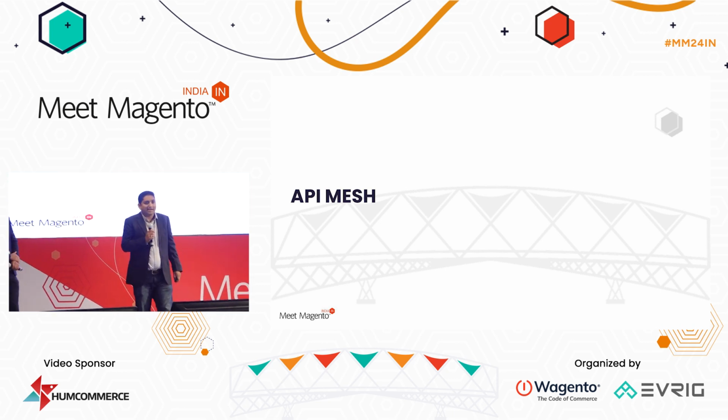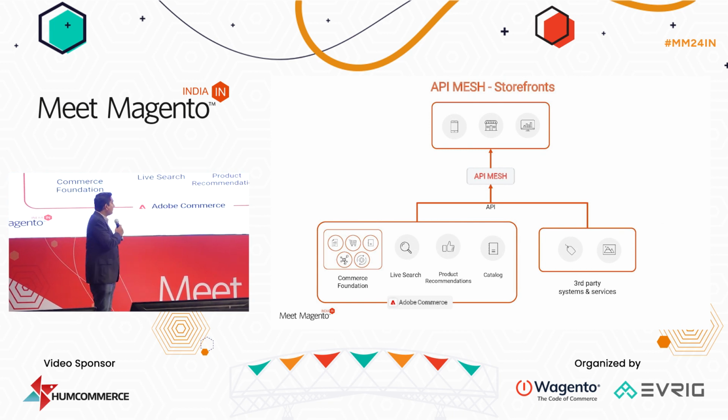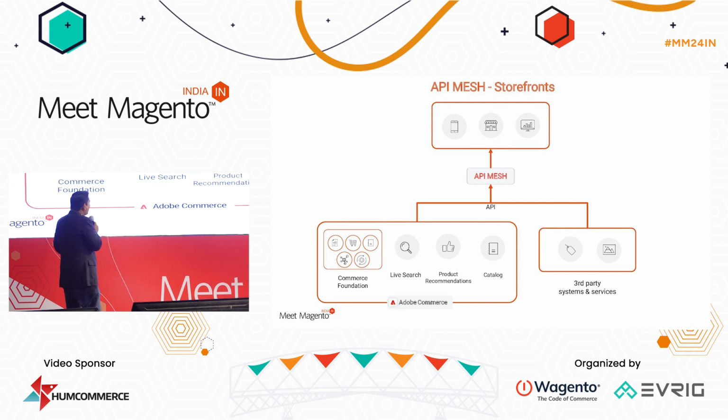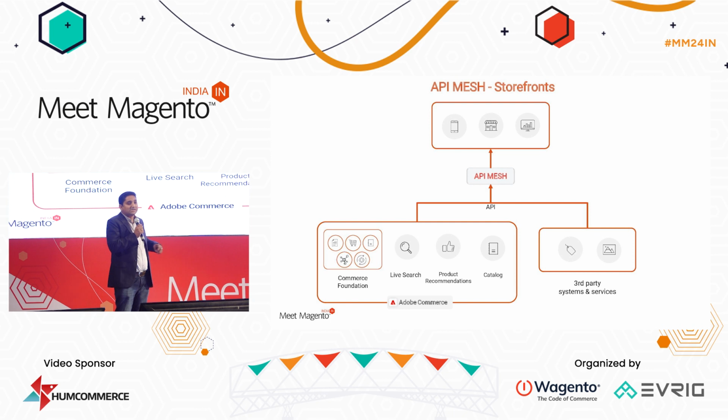So when I say API Mesh, what is the first thing that comes to our mind? It's a kind of middleware or API gateway, right? And that's the correct thought as well. API Mesh is actually an API orchestration layer, which brings multiple services together and sends them to your external system and storefront as well.